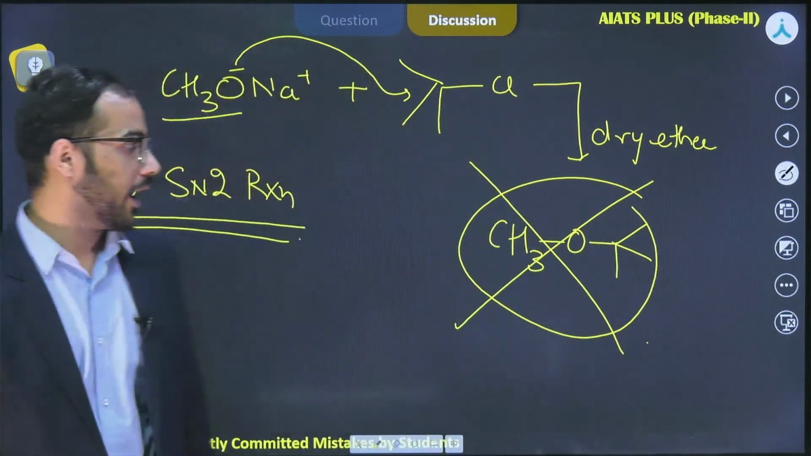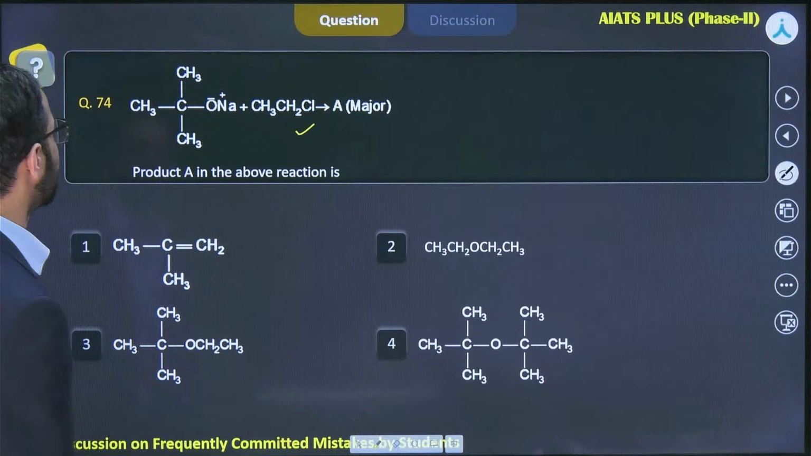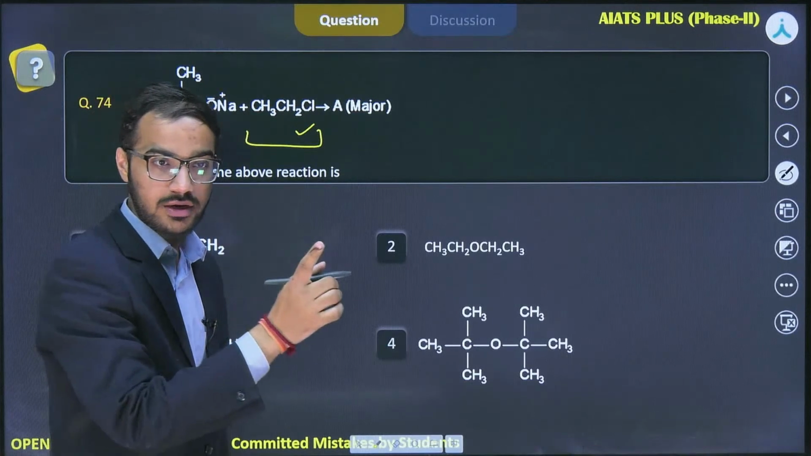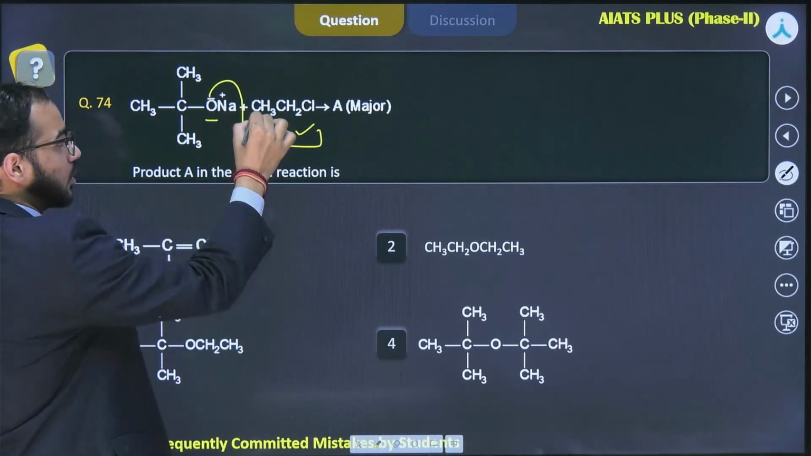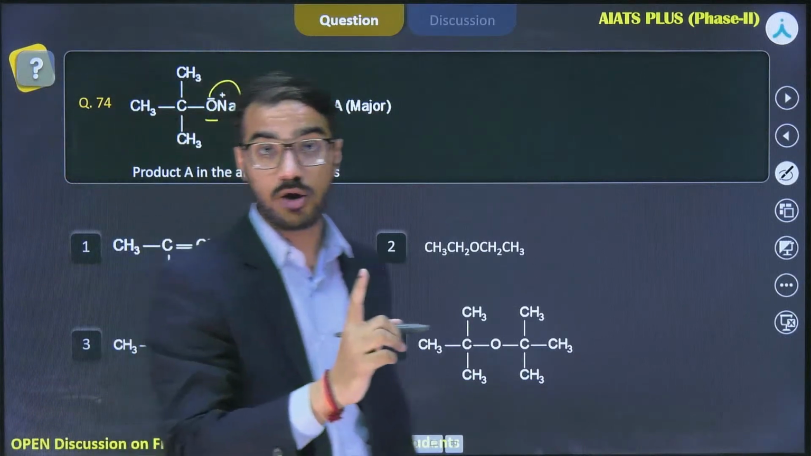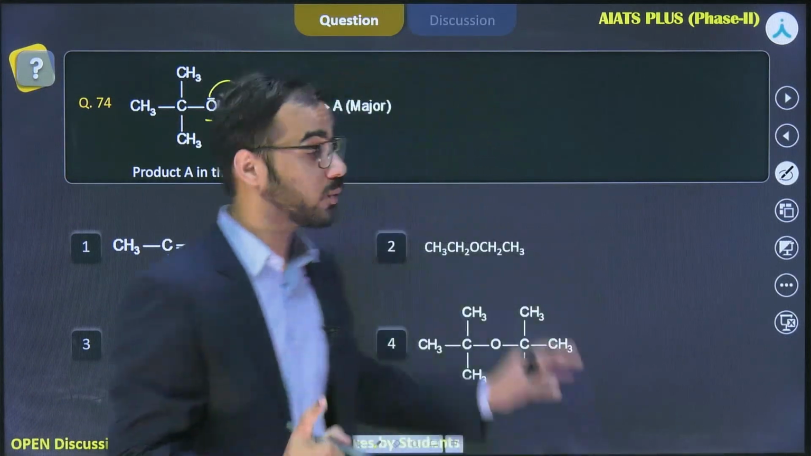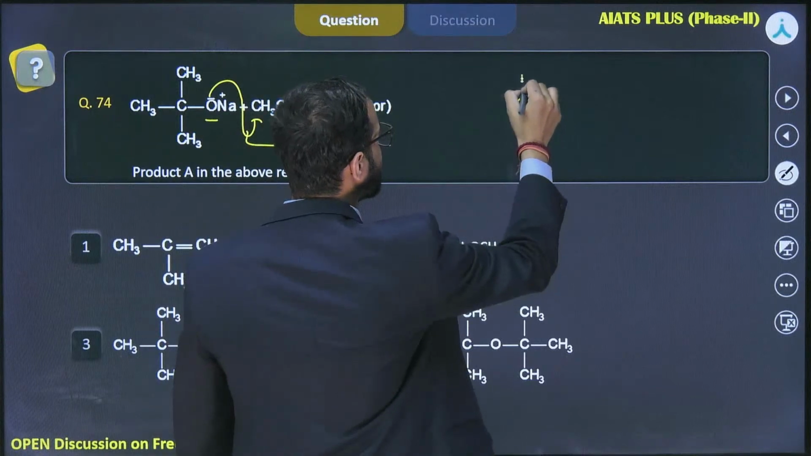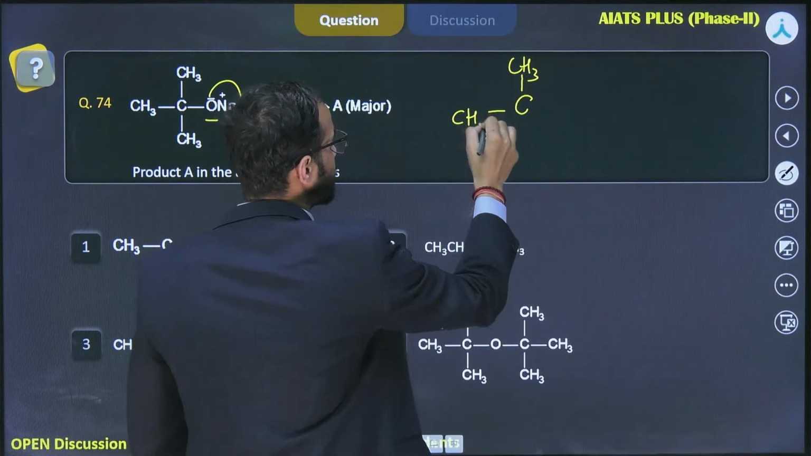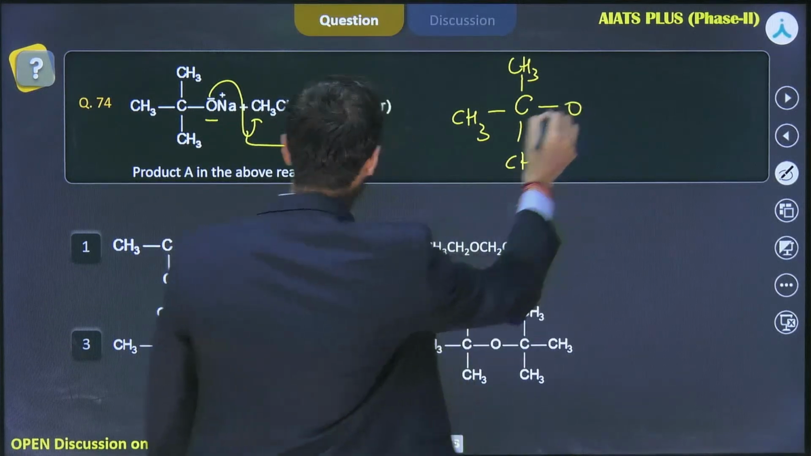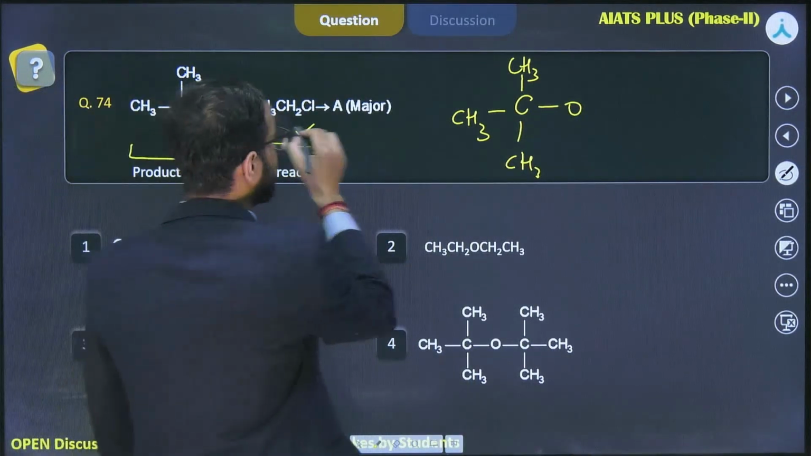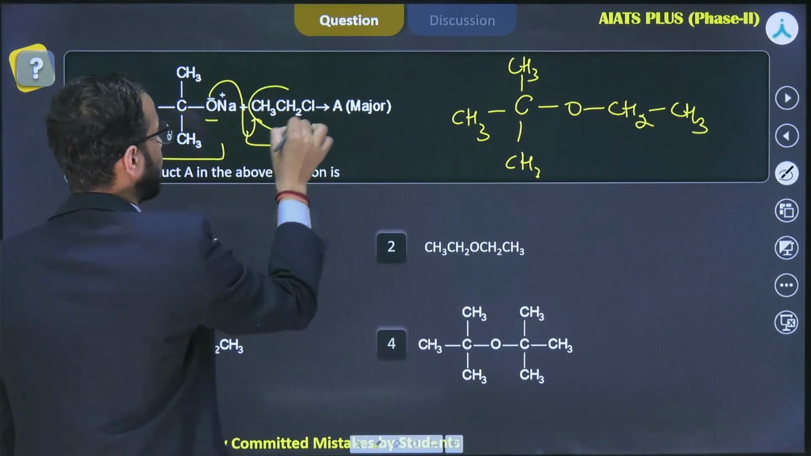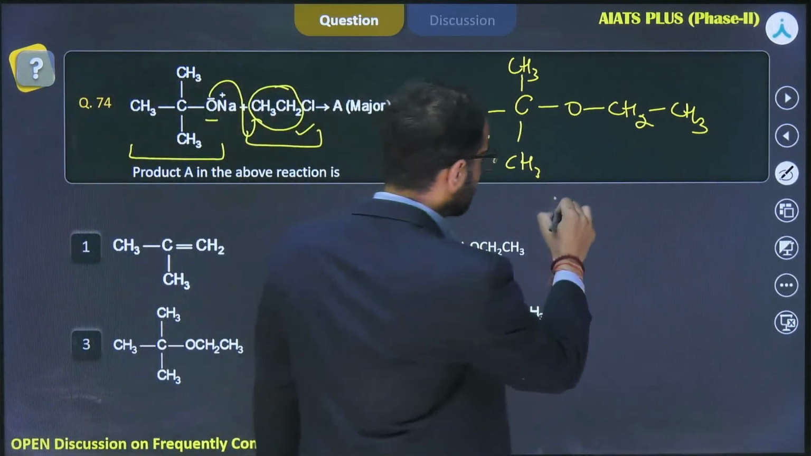So moving to the question part, we can clearly see that the haloalkane part is non-hindered. If this is not hindered, then the O negative will directly attack this position, the antibonding orbital of the carbon-halogen bond, and remove the halogen from it, and you will get a product formed. What will be the product? CH3CH3 with CH3O from that portion, and CH2CH3 from that. This is the final major product.